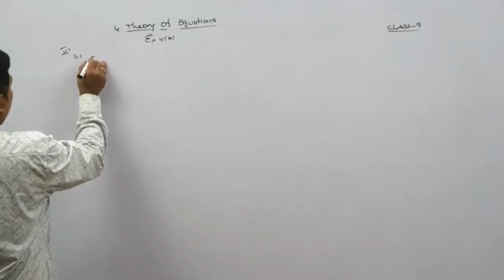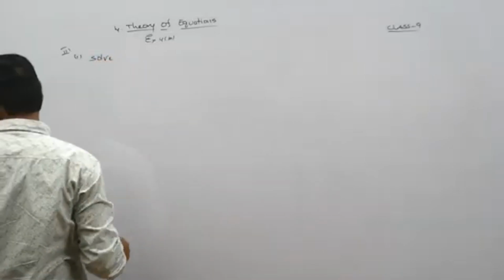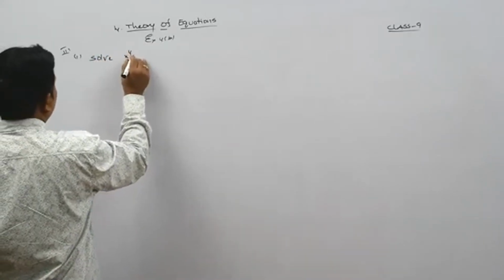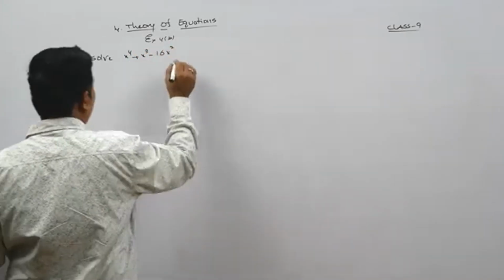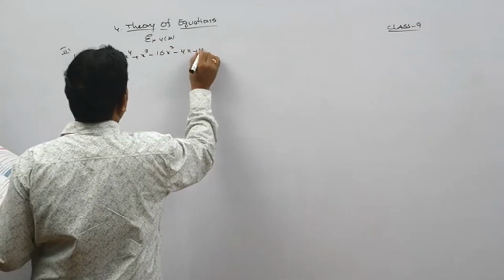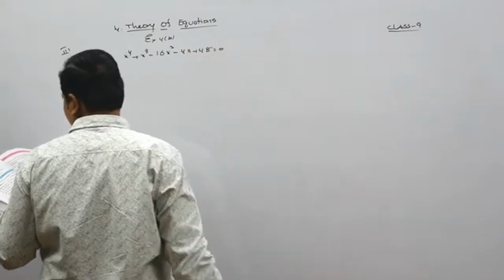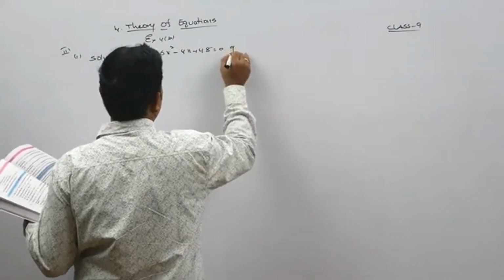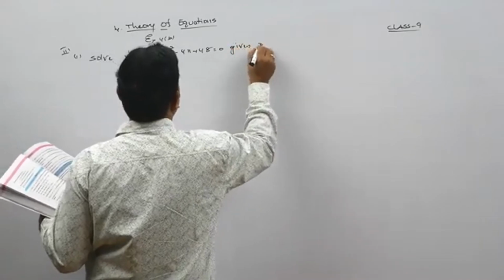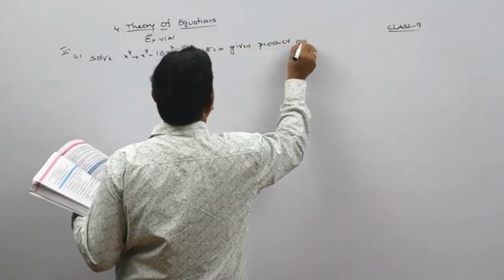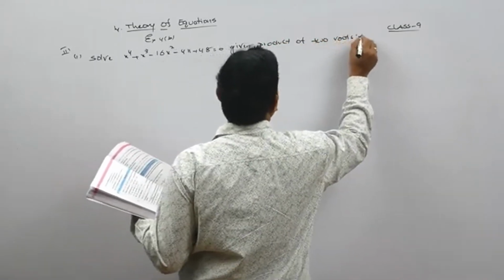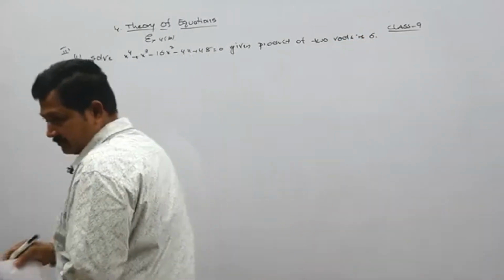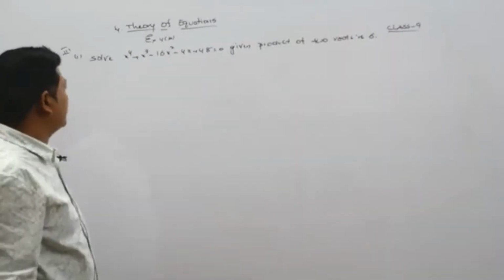So solve x power 4 plus x cube minus 16x square minus 4x plus 48 is equal to 0. Product of two roots is 6 given. So this is what is given to us.